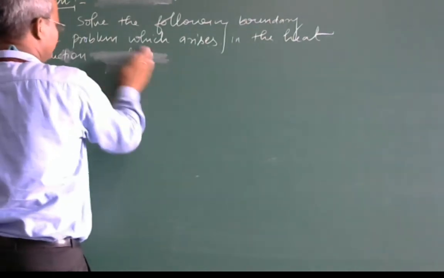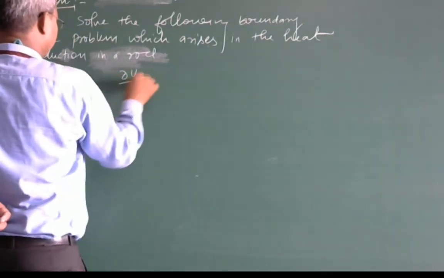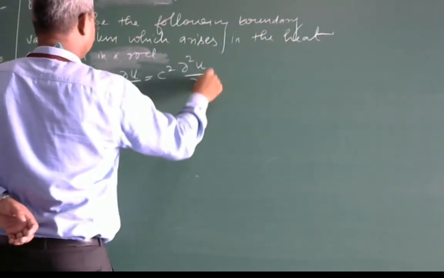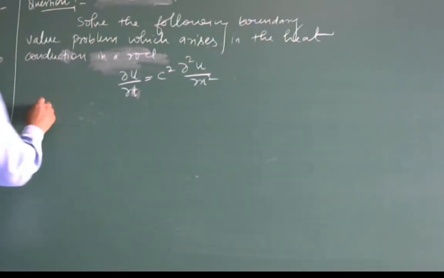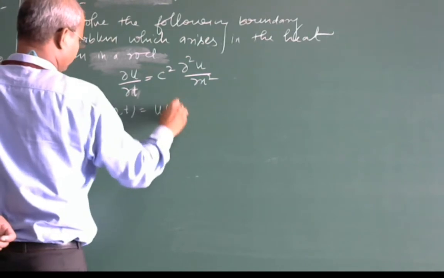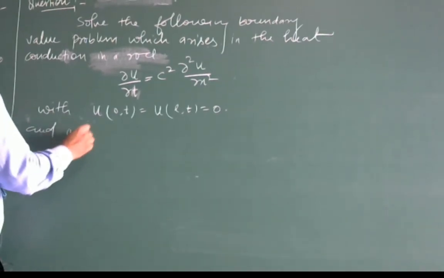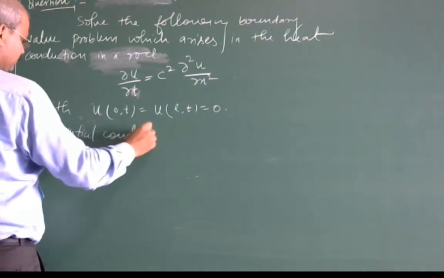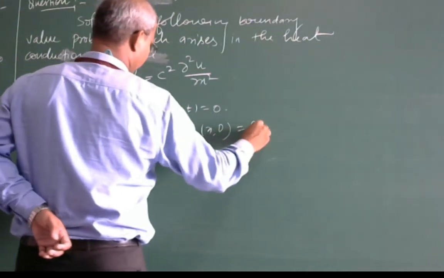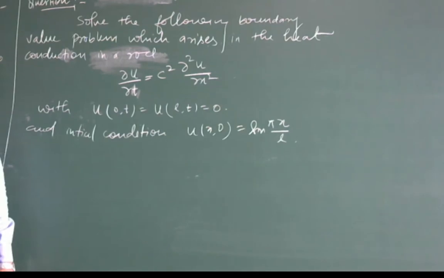Heat conduction equation will not be there; write here "in a rod". Okay, the equation of one-dimensional heat equation is del u by del t equal to c square del 2 u upon del x square, with the boundary condition u(0,t) equal to u(l,t) equal to 0 and the initial condition be u(x,0) equal to sin(pi x by l). So this is the problem.